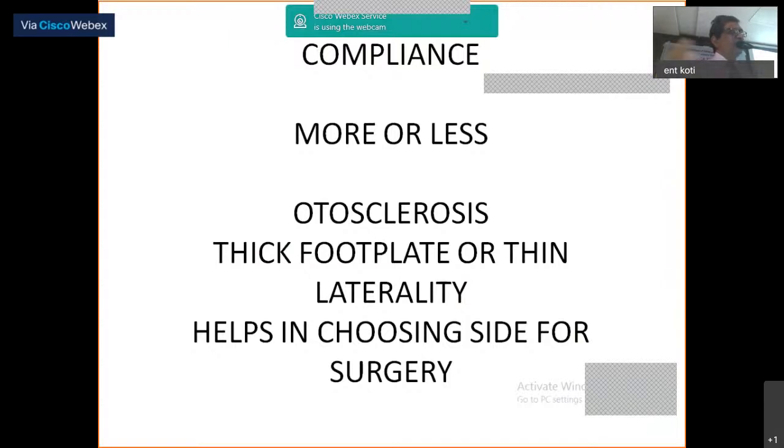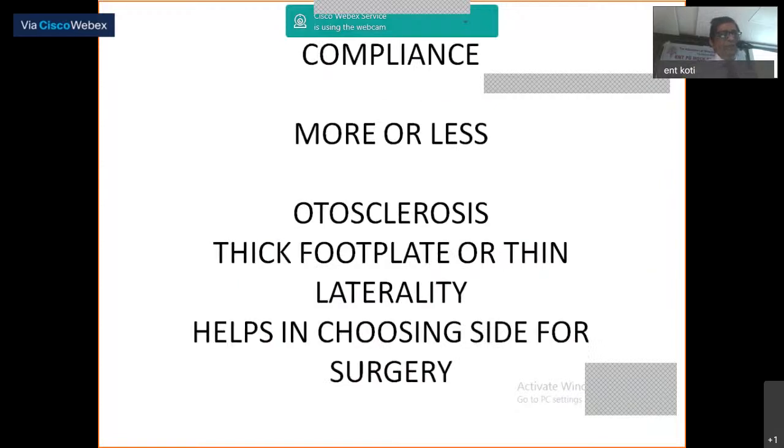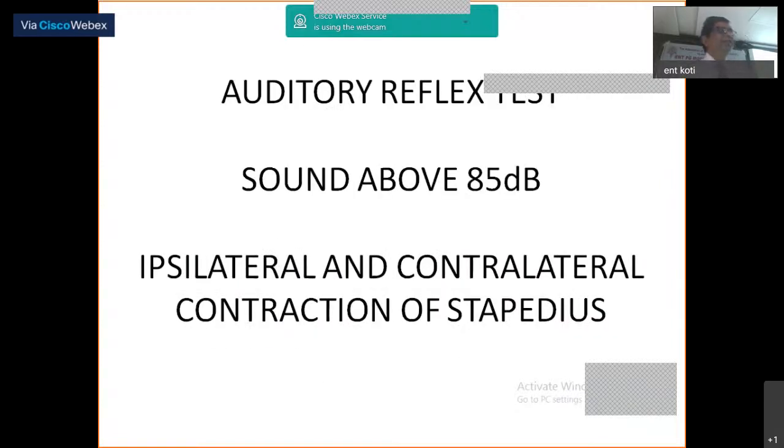0.2 is less. 0.6 is more compliance. Understood? So 0.6 means thinner footplate. So it also helps in otitis media provision, eustachian tube obstruction, choosing which side.